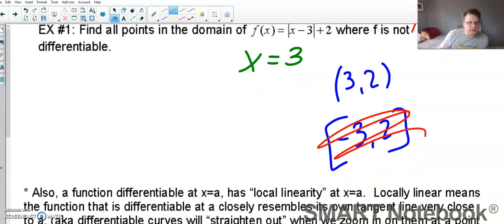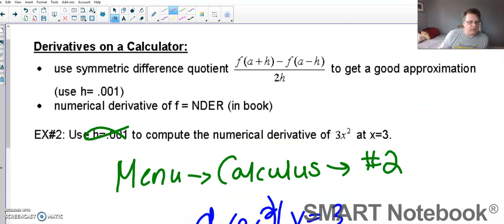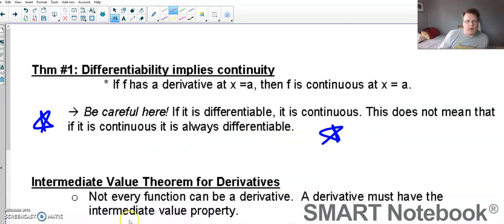So let's see what else I want to show you here. We're not doing the derivative on the calculator. Okay, we don't do that. We do them all straight out. Be careful. Differentiable implies continuity. Yeah, if it's differentiable, then it's continuous.